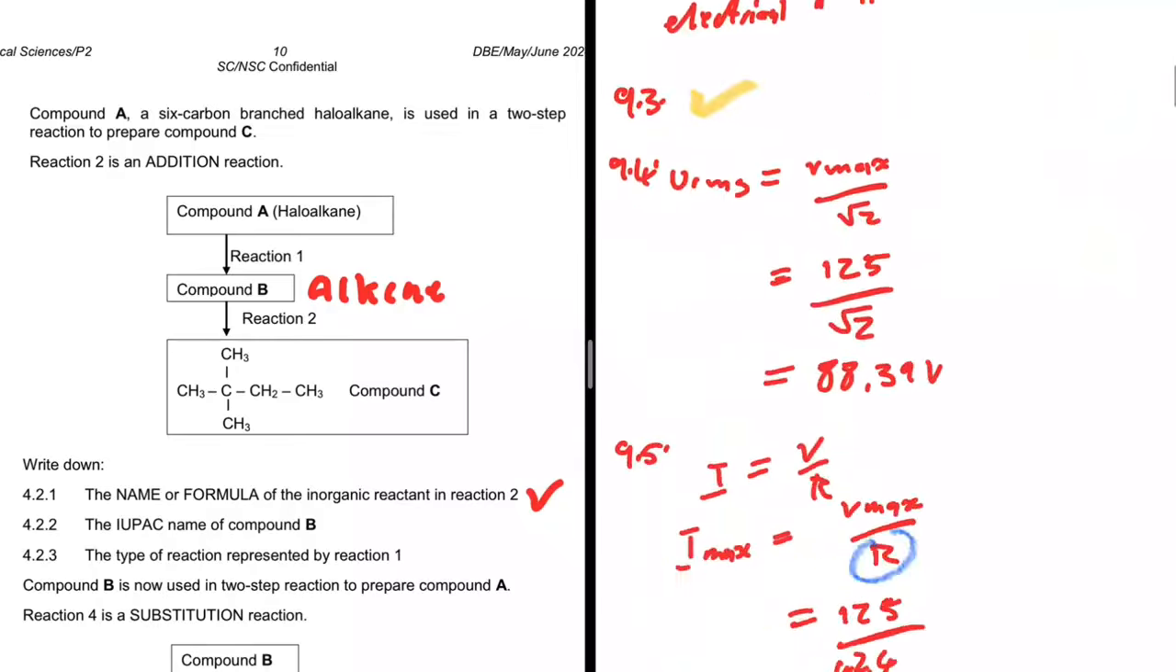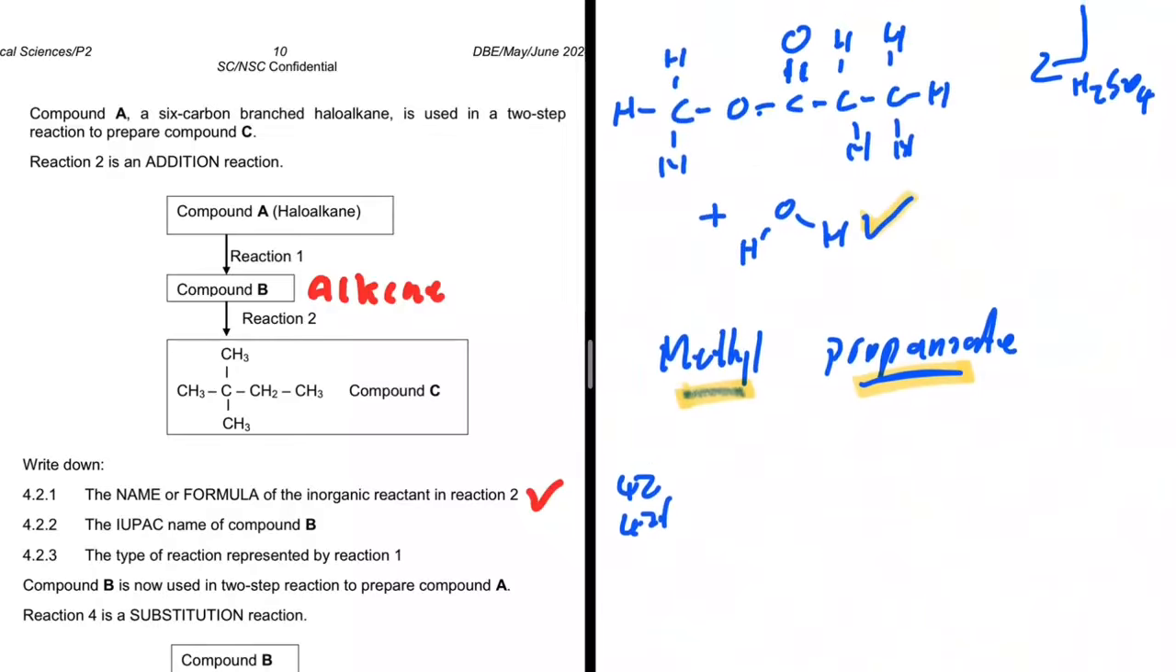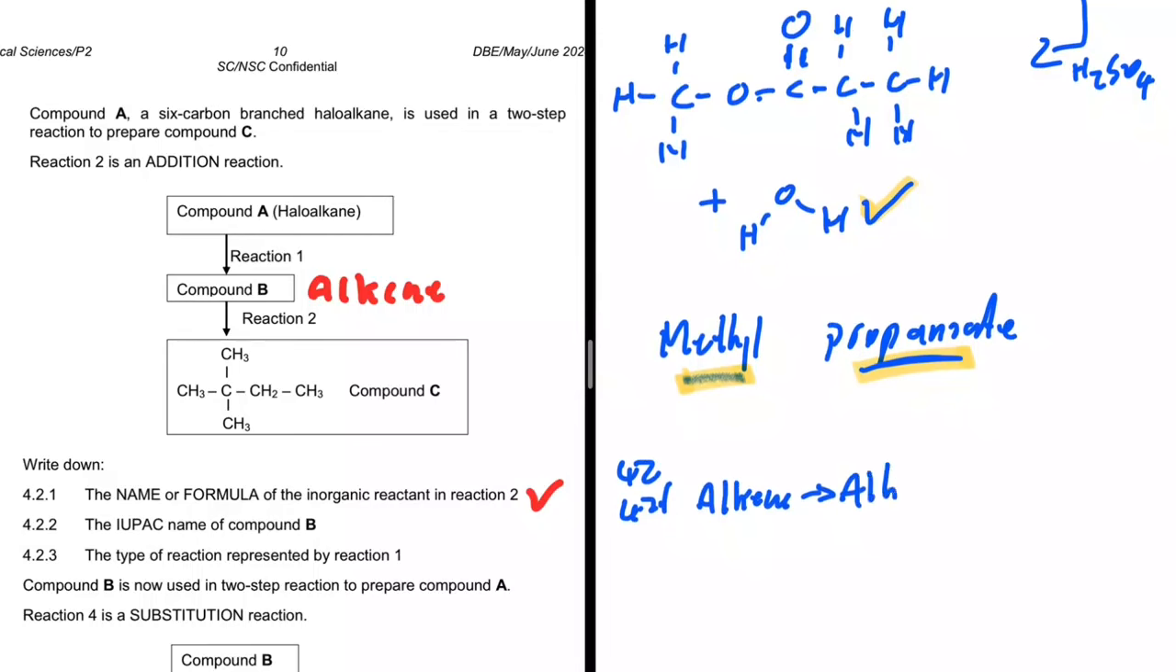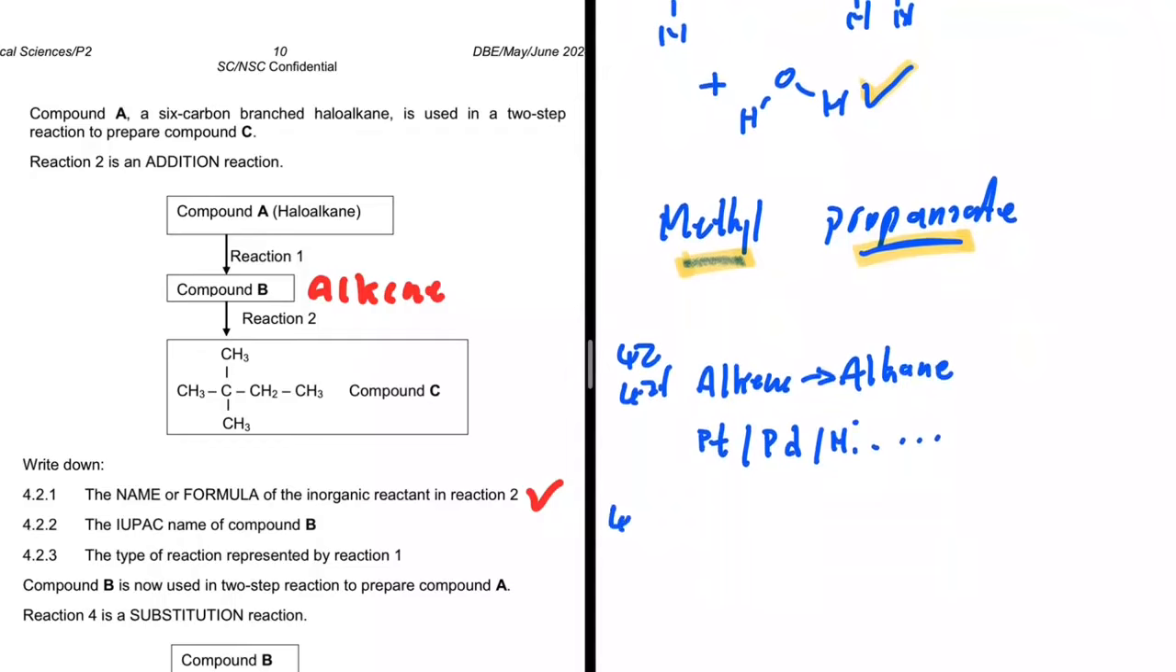So we have an alkene and our product is an alkane. So I think it is quite easy to deduce here that we have a hydrogenation. So what is the inorganic reactant needed for hydrogenation? Platinum, palladium, nickel. I wonder what else, but those are the ones that I can recall from my head on the spot. Okay, 4.2.2, the IUPAC name of compound B.